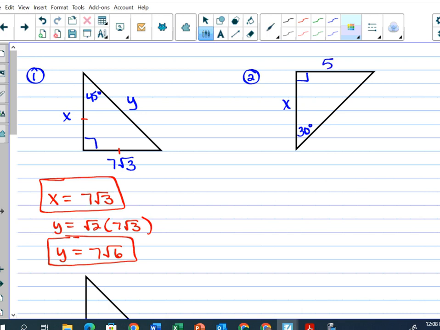All right, this one has got an x, a 5, and a y. And this is a 30, 60, 90 triangle. So guys, is the 5 the short leg, long leg, or hypotenuse? Okay. Well, that short leg, long leg, hypotenuse. Okay. Try to find x and y.